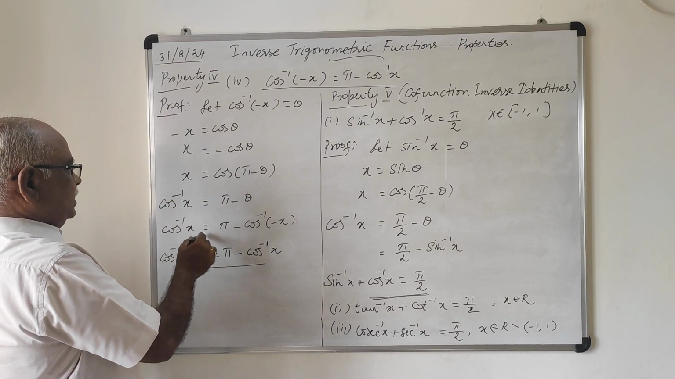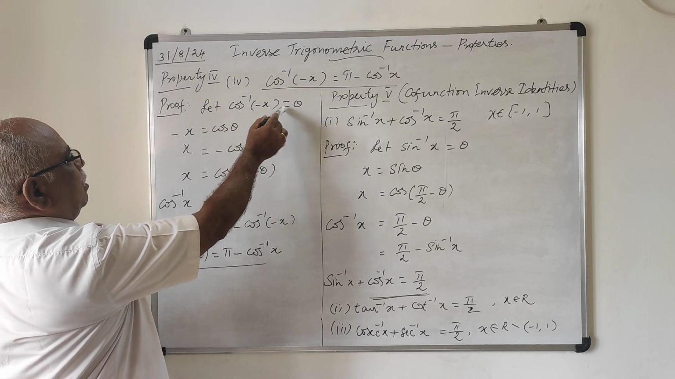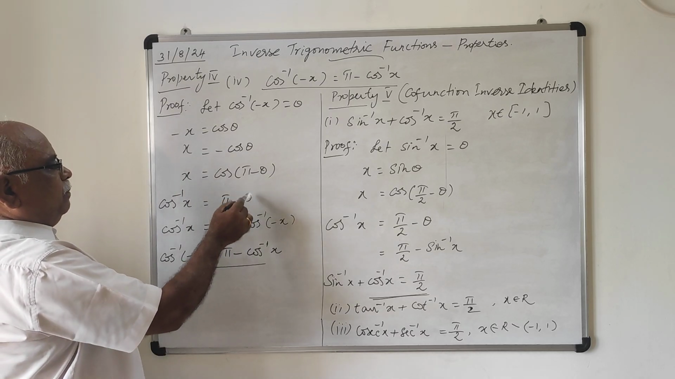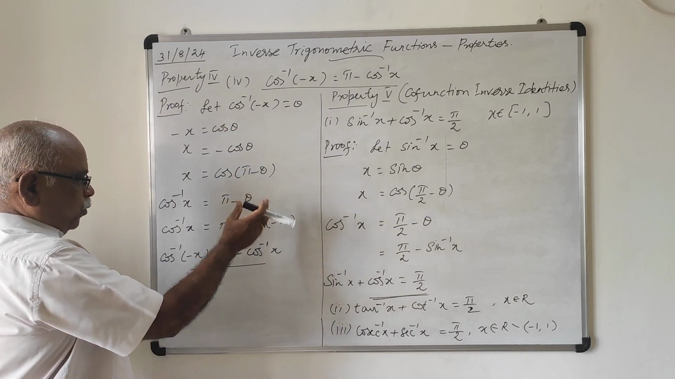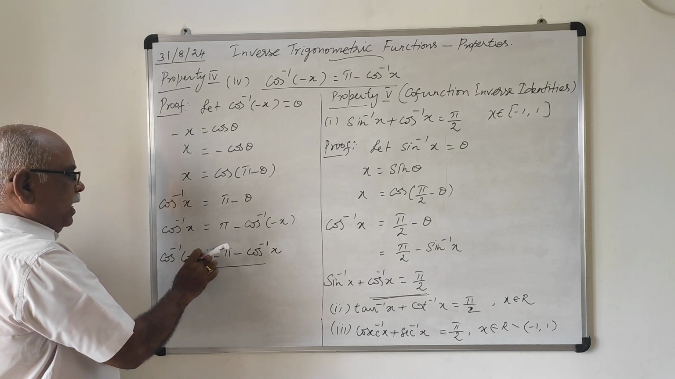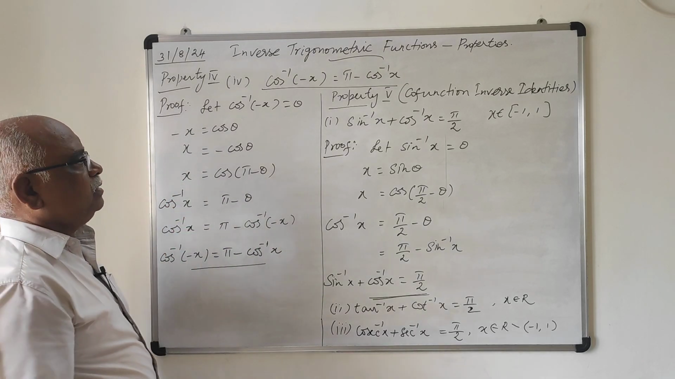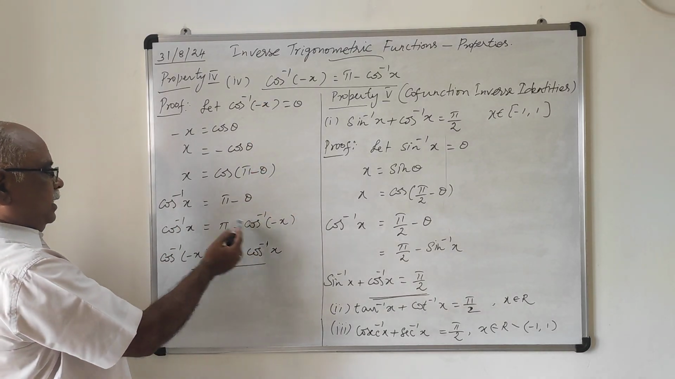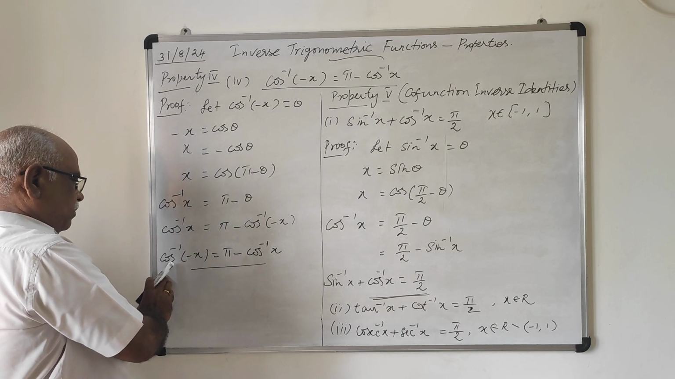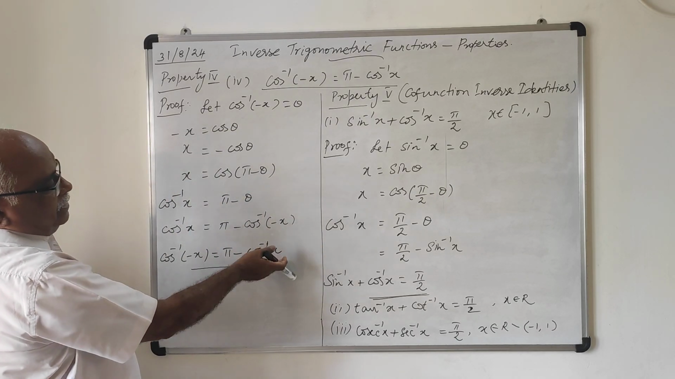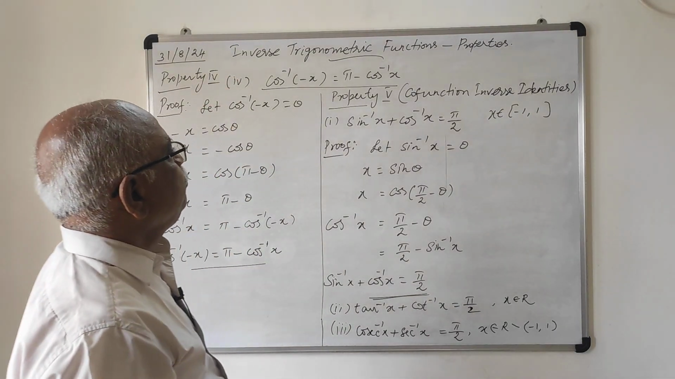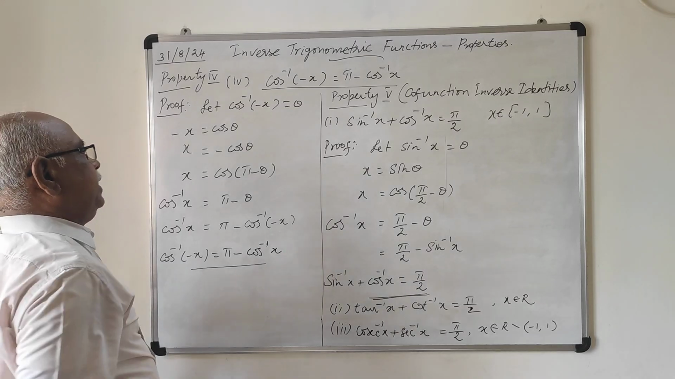So cos inverse of x equal to pi minus theta, where theta is cos inverse of minus x. So this theta can be replaced by cos inverse of minus x, and you bring this cos inverse of minus x to the left hand side, and cos inverse of x to the right hand side. It becomes cos inverse of minus x equal to pi minus cos inverse of x. We have derived the result. That's all about the result in the 4th property.